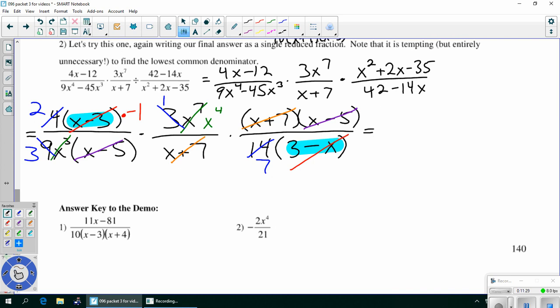Okay, so then I think we're ready to write our final answer with a negative sign in the front. Upstairs, all that's left that isn't crossed off is the 2 and the -1, which we've already put in the front, and then the x to the 4th. So the top is simple, 2x to the 4th. And the bottom, I see a 3 and then a 7. And that's it. And so then I think our final answer here is just -2x to the 4th over 21.